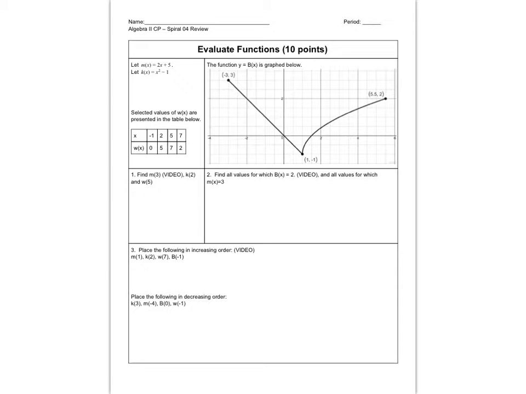Here's the review for Spiral 4. First off, we've got a graded section. This is evaluate functions, and we've got to find some different things. The video part is going to be to find m of 3.